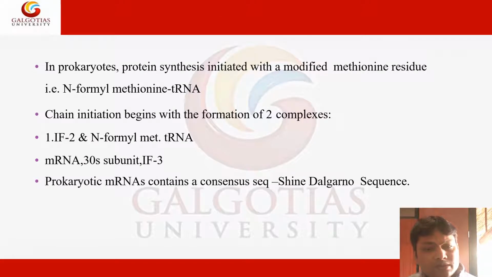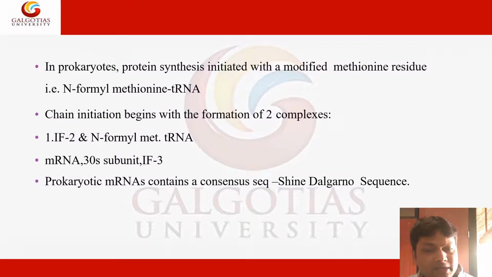In prokaryotes, in the synthesis of proteins, the first codon is modified, that is the N-formyl methionine, and chain initiation begins with the formation of two complexes. The first is IF2 and the N-formyl methionine transfer RNA. And the second is the mRNA, 30S subunit and IF3.